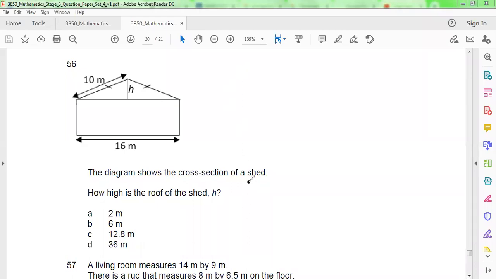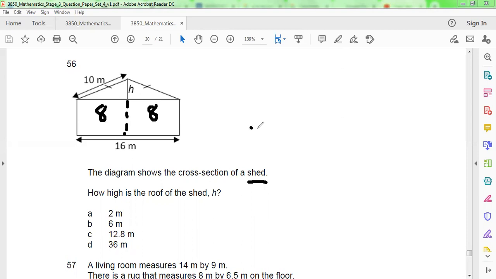It's a cross section of a shed, like a little house. What we have here is a rectangular base and a triangular roof. It says how high is the roof of the shed. So let us assume that this will split into two. So this would have been 8, and then this would have been 8.